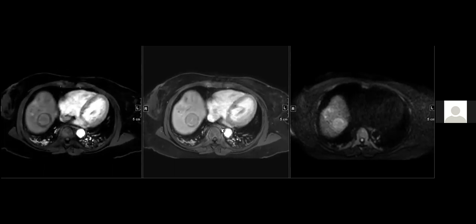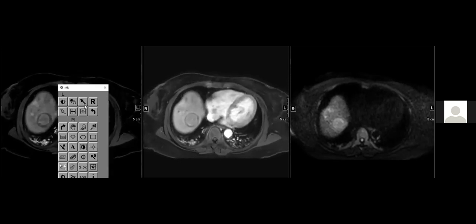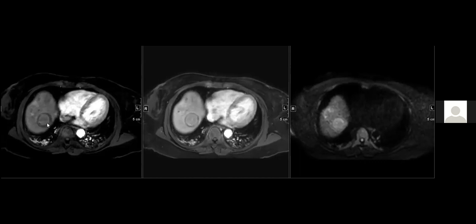I've never seen this feature to be this prominent, but this is not a target, even though it does look like a target, where you have a peripheral rim and the central something, but it's actually not a target. This is a nodule in nodule appearance. So this is the internal nodule within the background larger nodule.